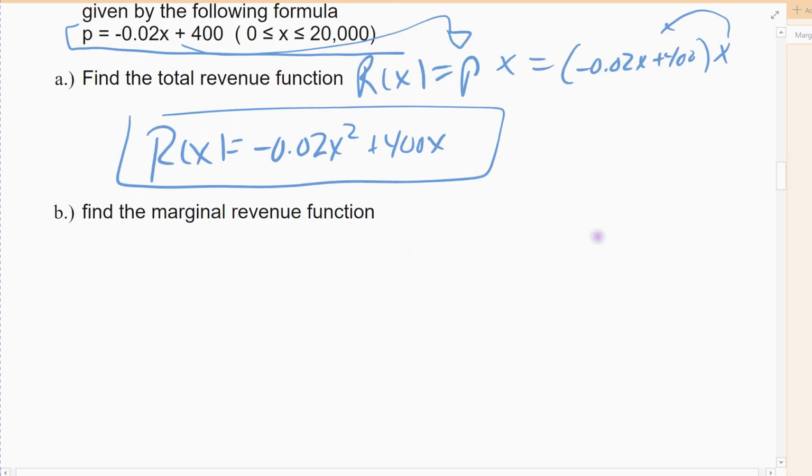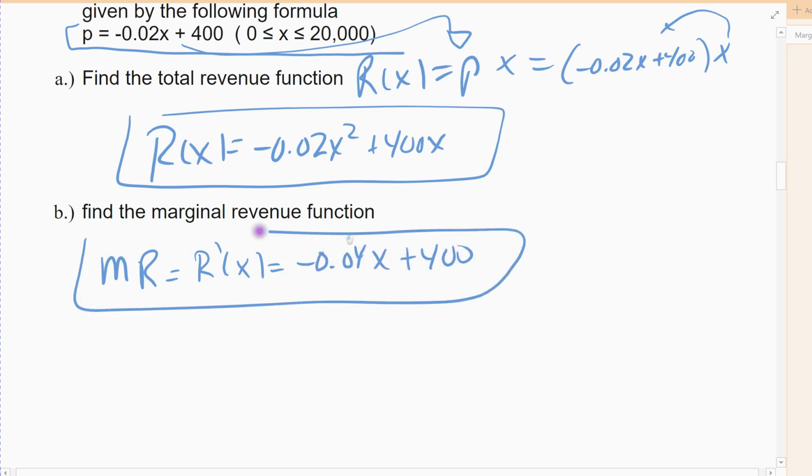But it's important. Alright, marginal revenue. Marginal is derivative because it's the slope. The change is the slope. So marginal revenue is the derivative of the revenue. I take the derivative of the revenue equation, which comes out negative 0.04x plus 400. So there's my marginal revenue.